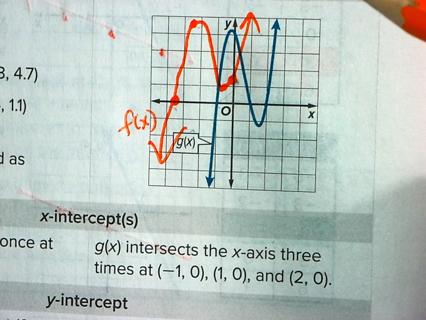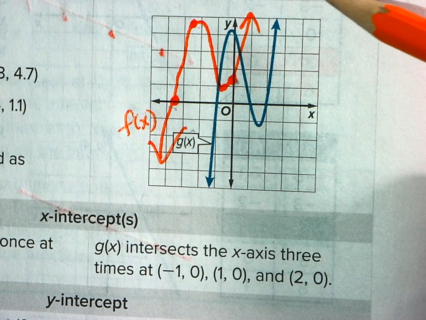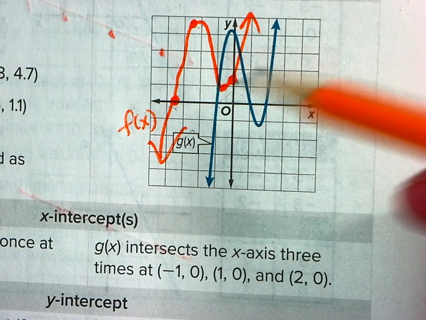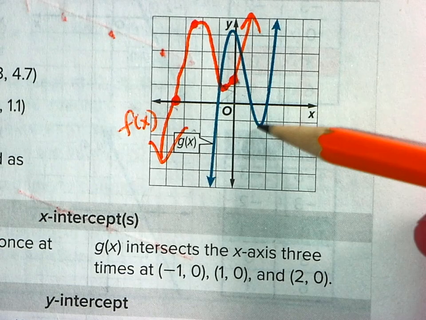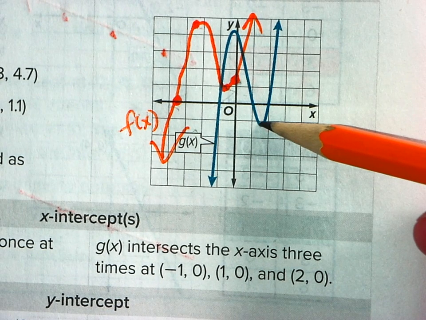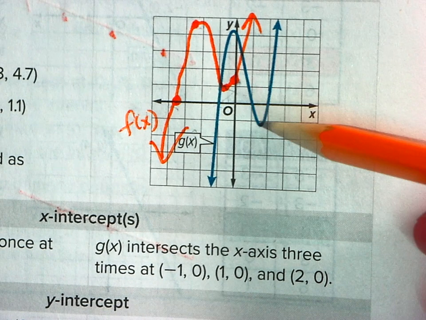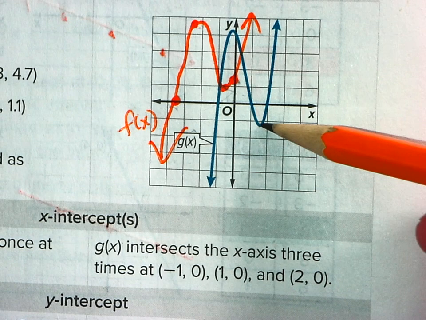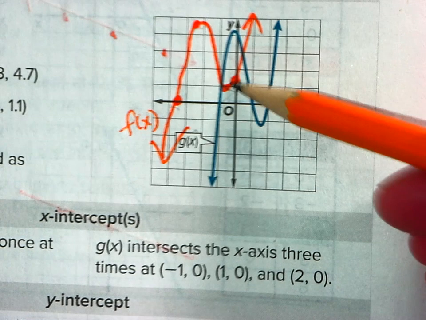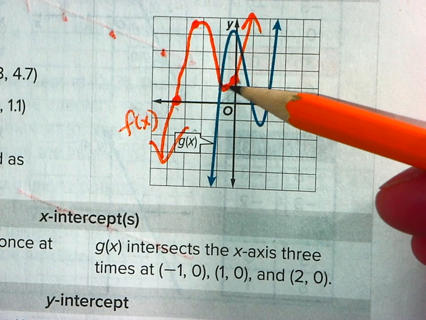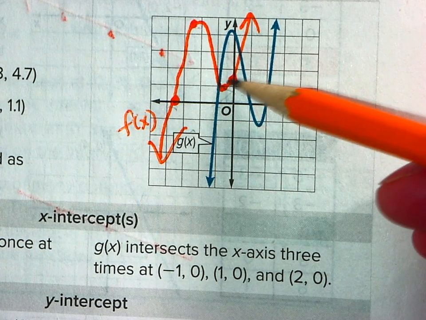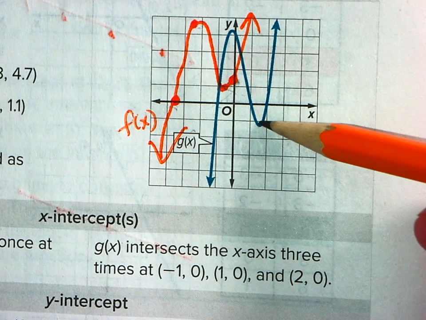The relative minimum of f of x is right here. And what is that compared to this point right here? Is it greater than or less than? This point here compared to this point here is greater. This relative minimum is greater than this relative minimum.